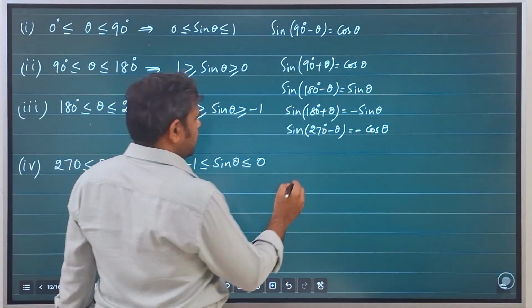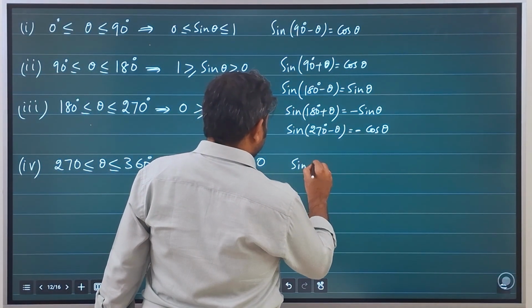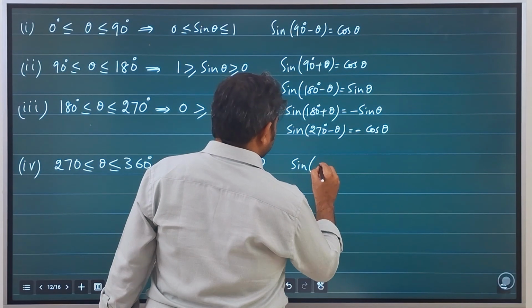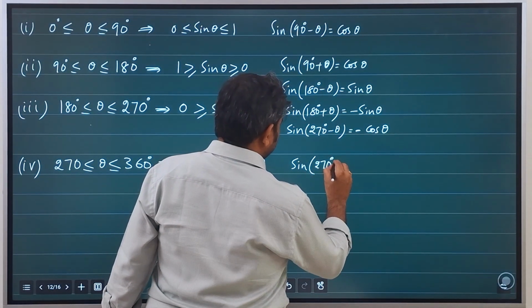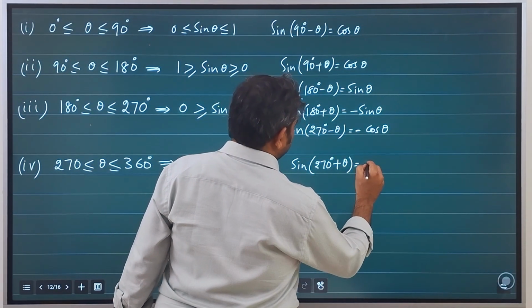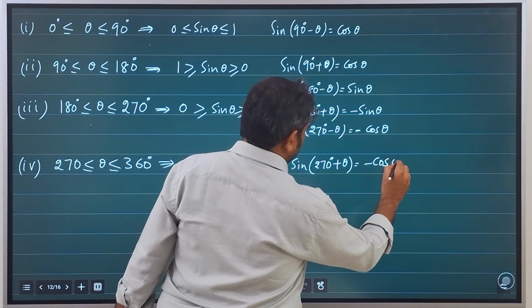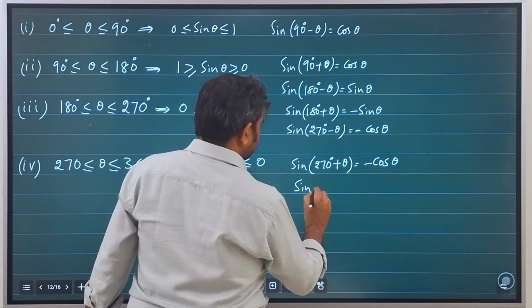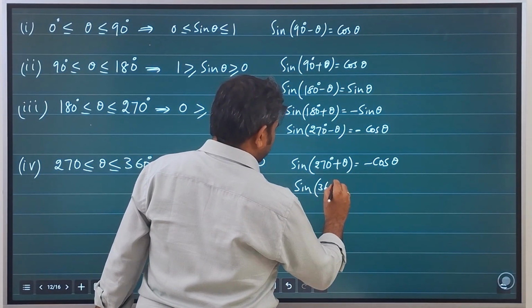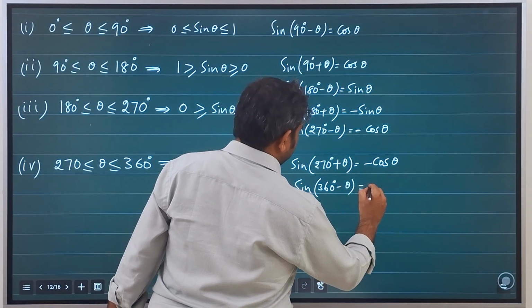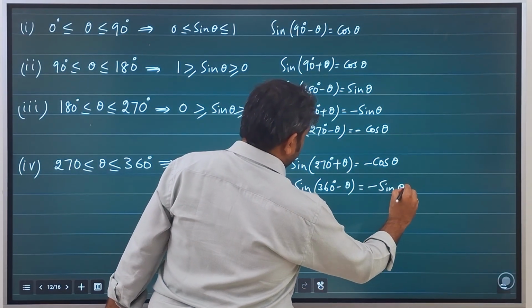Okay. Here again, the identities that we write are: sine of 270 degrees plus theta is equal to minus cos theta. Sine of 360 degrees minus theta is equal to minus sine theta.